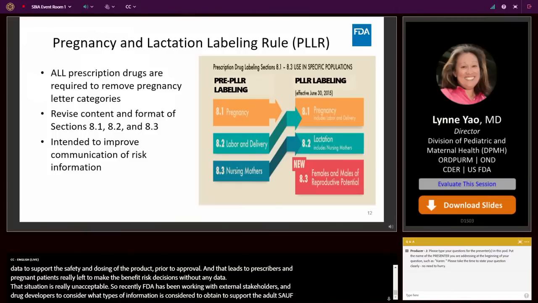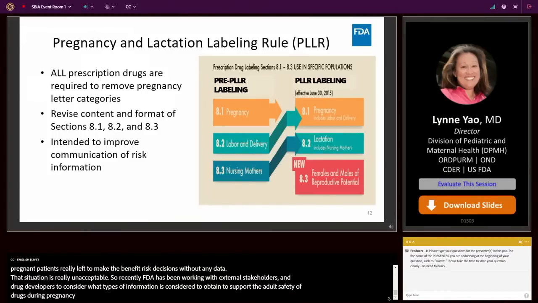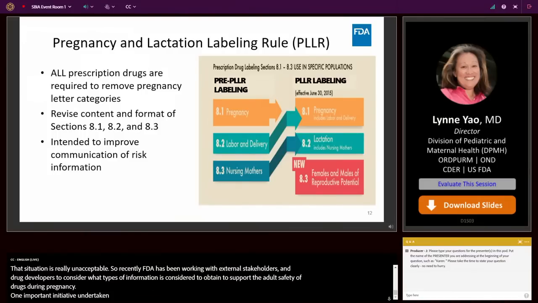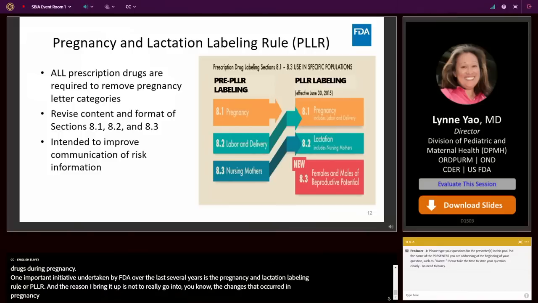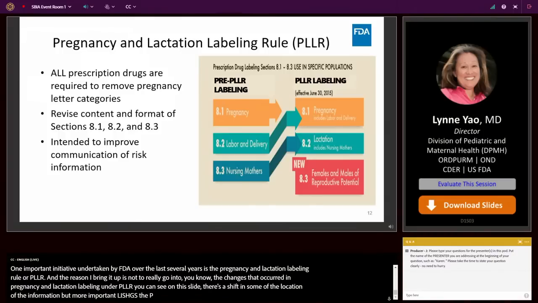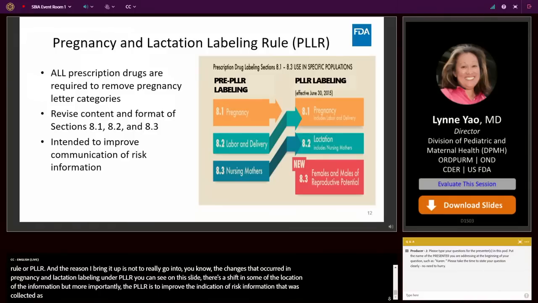One important initiative undertaken by FDA over the last 7 years is the Pregnancy and Lactation Labeling Rule, or PLLR. The reason I bring this up is not to go into the changes that occurred in pregnancy and lactation labeling under PLLR. You can see in this slide there was a shift in some of the location of the information. But more importantly, the PLLR was intended to improve the communication of risk information that was collected as part of the labeling of a product.